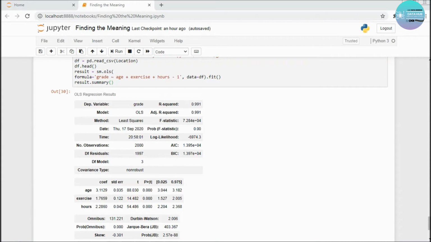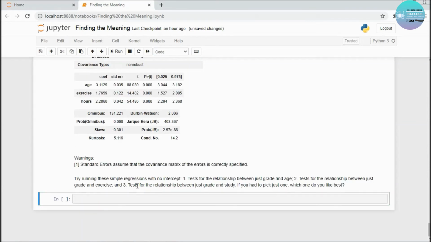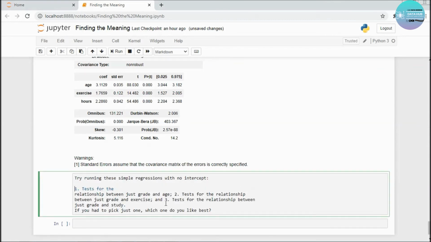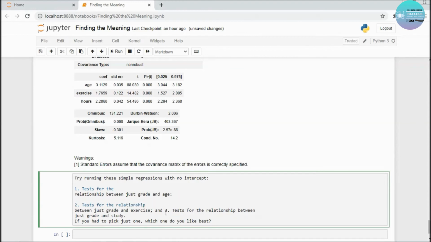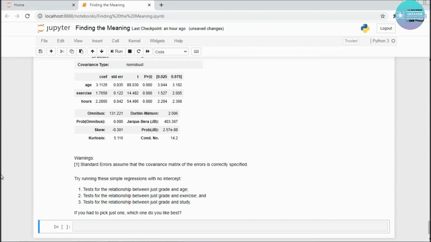Okay, so now we have a your turn question. Try running these simple regressions with no intercepts. Okay, let me rewrite it down. Okay, so try running these simple regressions with no intercept.